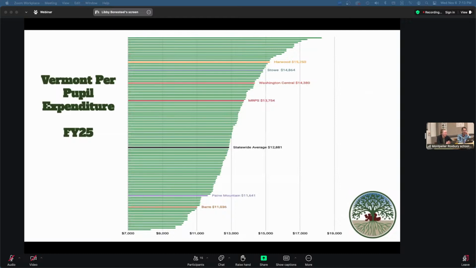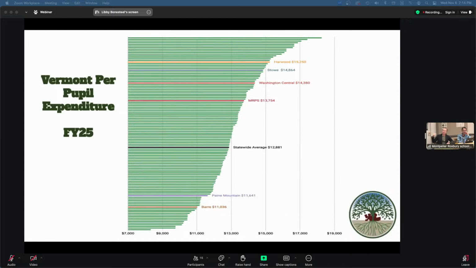This is just a chart to give the board a sense of where we stand in terms of our per pupil expenditure in comparison to others in the state. I know it's really small from the screen's perspective, hopefully people can see it at home a little better. That first yellow line is Harwood. Harwood's at over 15,000 per pupil. The next blue line that I highlighted, I had Christina highlight some central Vermont places around us that we're often compared to. Stowe is just under 15,000 at 14,800.